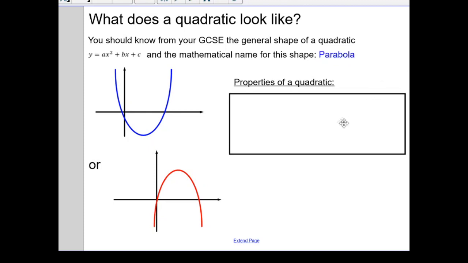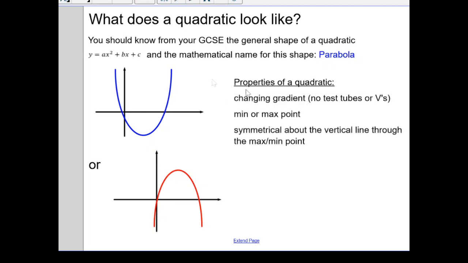The quadratic has a few properties. It has a changing gradient, so it shouldn't look like a test tube with lines coming straight down, and it shouldn't have any sharp corners. We have a min or a max point, depending on whether it's a U or an N, and it's symmetrical about that minimum or maximum point.